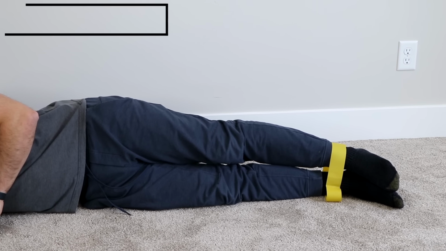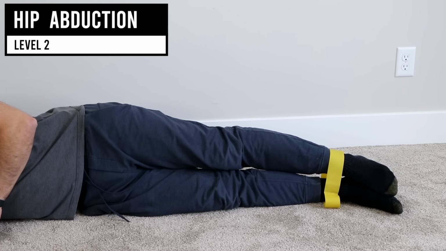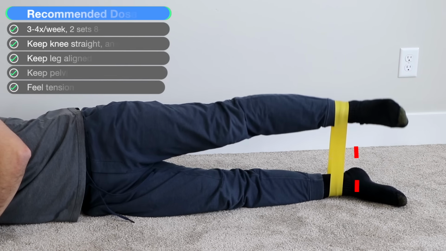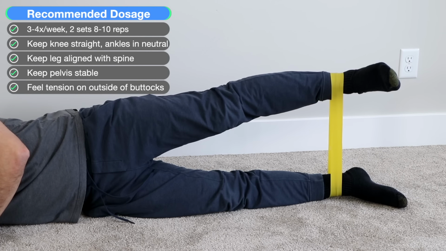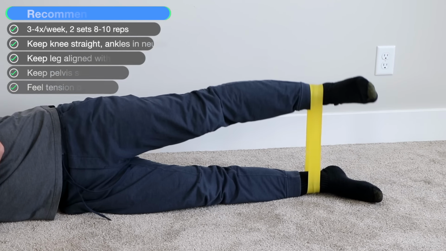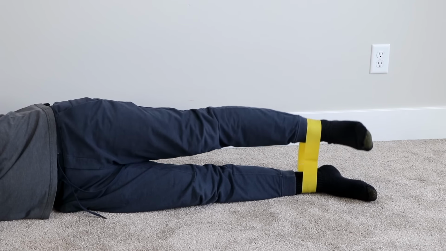Level 2, put that band around your ankles, keep both legs straight, and again, in line with your back, and then using that buttocks, raise your top leg up to the ceiling to tolerance, and then return to the starting position. Again, make sure to go straight up and don't let that leg swing forward.